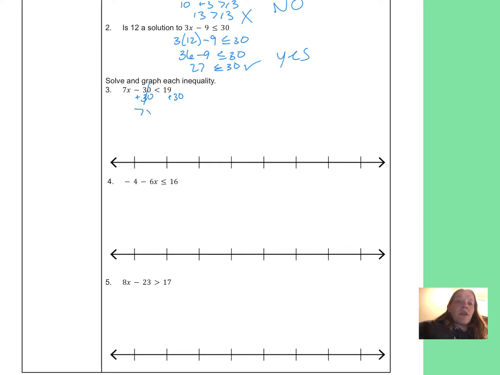That leaves me with a 7x. I'm going to bring down that less than. I've not multiplied or divided by a negative, so it's going to stay the same. And then 19 plus 30 is 49.